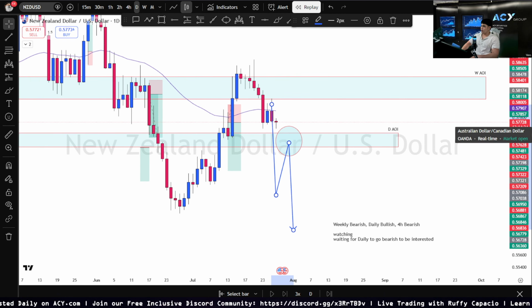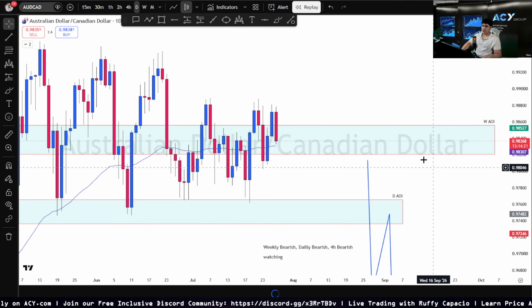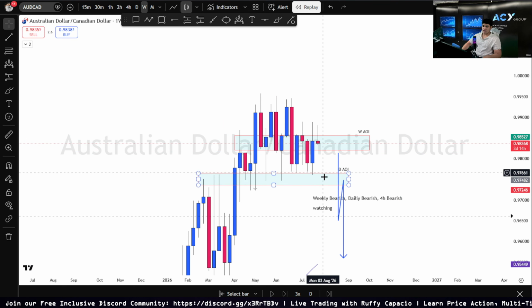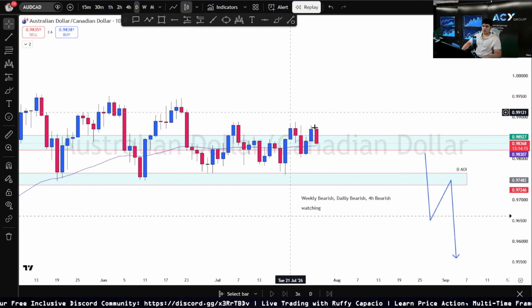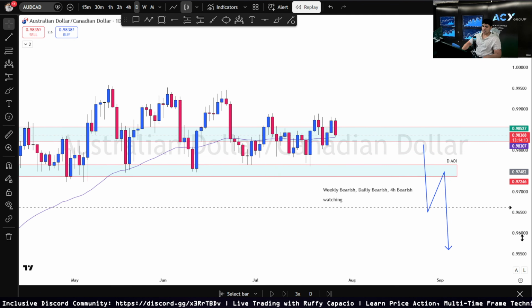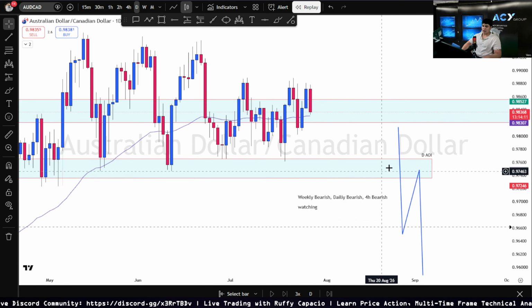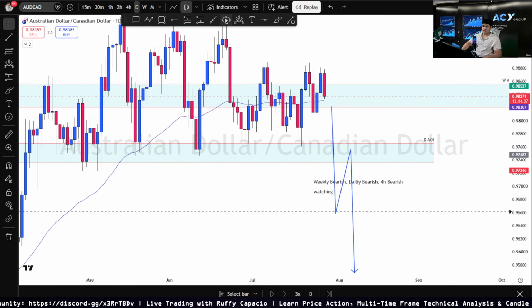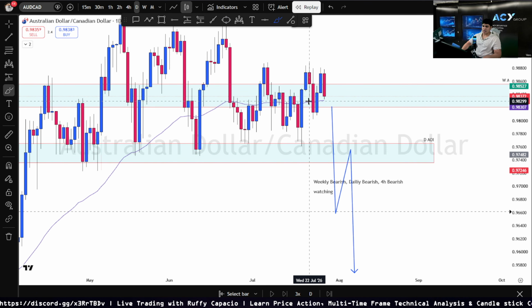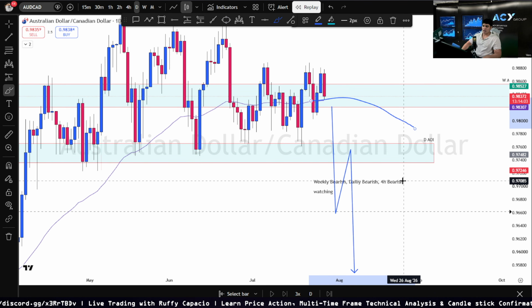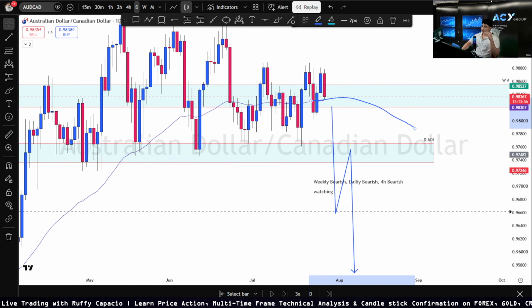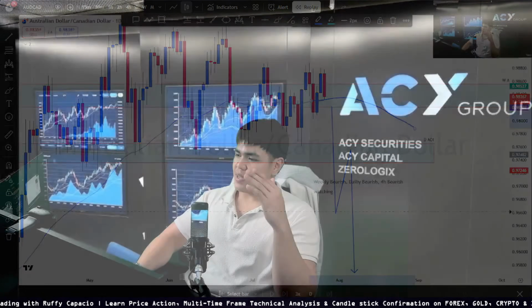And also, by the way, I almost forgot, AUD CAD, the same anticipation. Wait for the break on this daily support level, so that we will be looking for sells, because once the market has its breakout, it could act as a resistance, and also this EMA indicator could act as a secondary trend confirmation that the market is already shifting from bullish to bearish. So yeah, I think that is it.